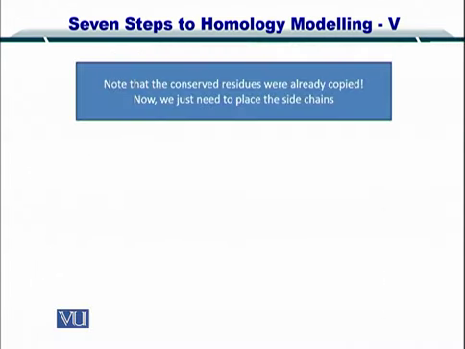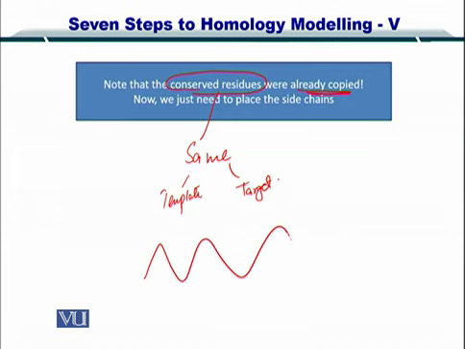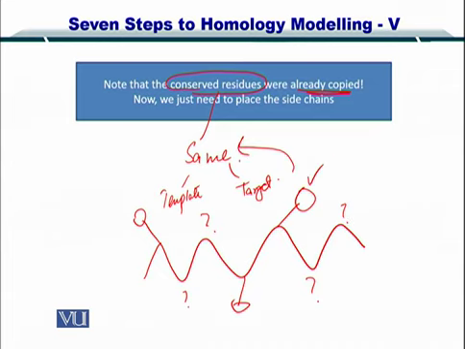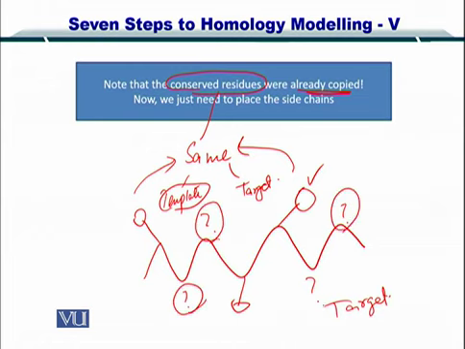As I just mentioned, the conserved residues, that is the residues that were the same between the template and the target, have already been copied. So you now have a structure with a backbone with some side chains added, while some side chains are missing. The ones that are already added are there because they had the same amino acid as the template. So this is your target structure at the moment. Now we are going to look at how we can insert these side chains.